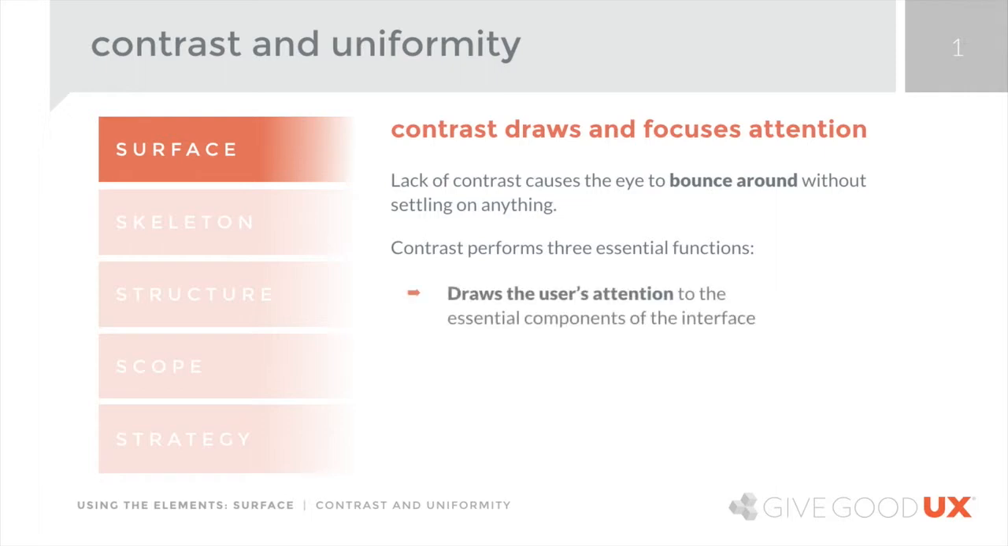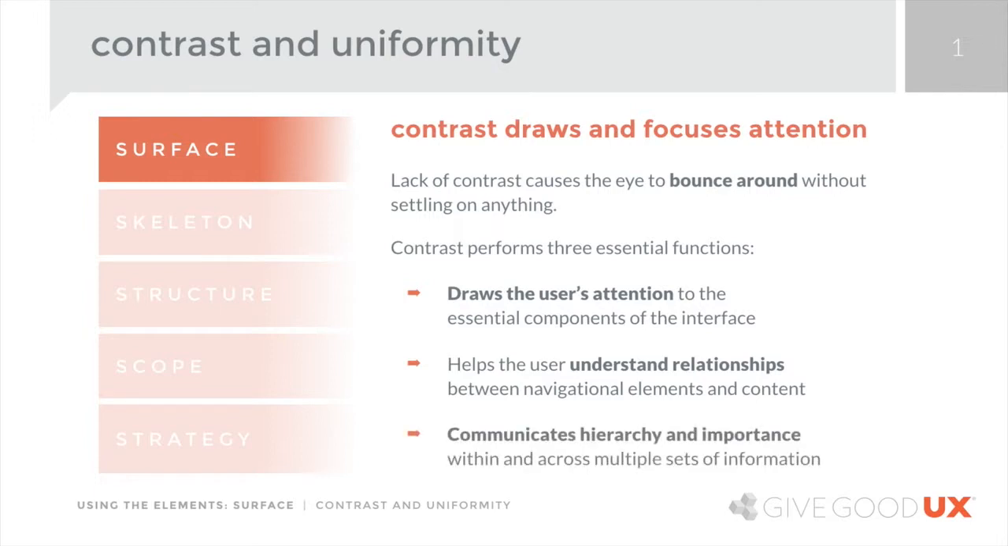First, it draws the user's attention to the essential components of the interface, the most important things, the most important options, the most important activities. It also helps the user understand the relationships between the navigational elements and the content. Not only how I get from point A to point B, but what I can expect to find at point B. Contrast also communicates hierarchy and importance within and across multiple sets of information.